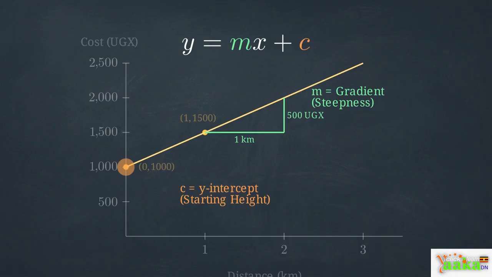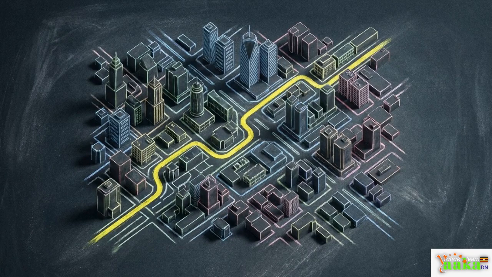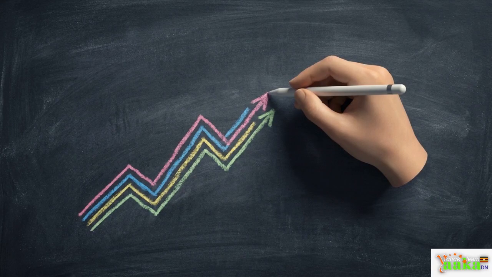This tells you the exact starting height where the line crosses the vertical y-axis, which in our boda boda ride is that initial 1,000 shilling base fare. By identifying these two values, you can accurately calculate the cost of a trip across the city, or model any other scenario where a value grows at a steady, unchanging rate.